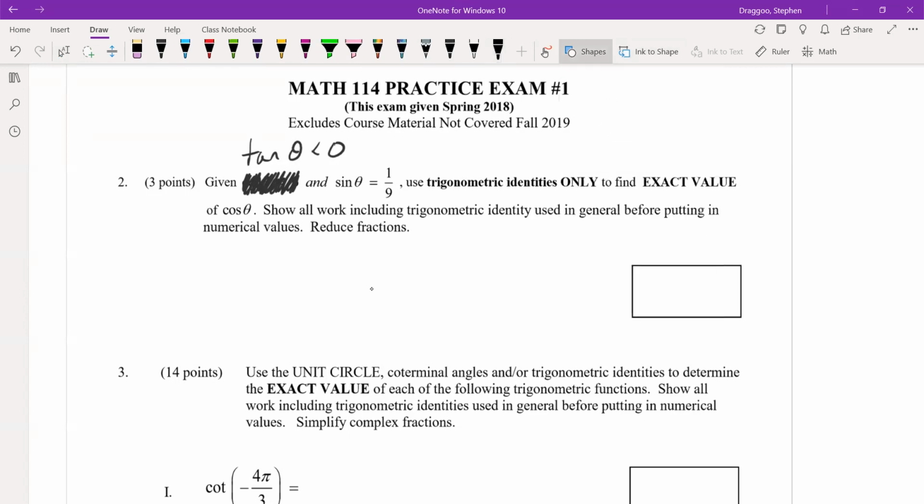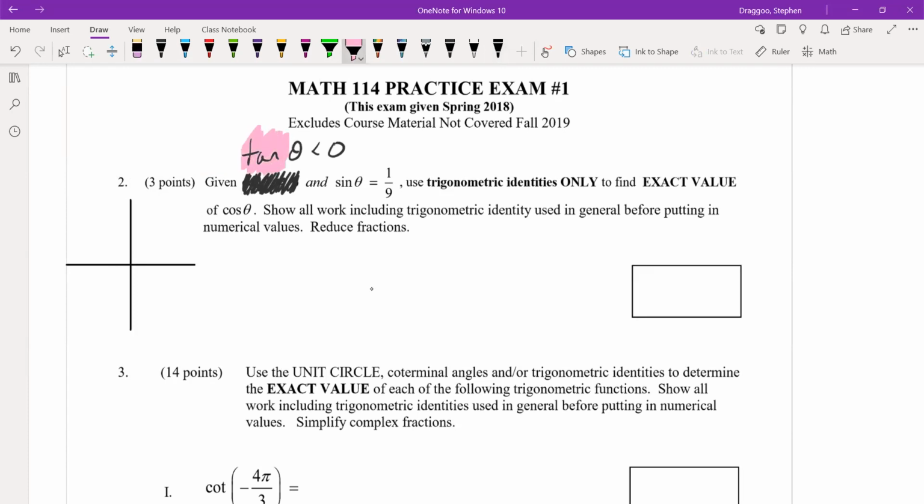Shapes. Give me one of these. Yeah. Hey, look, a coordinate plane. So if I use what I know about positive and negative signs for sine, cosine, and tangent, I can place my angle theta in one of the 4 quadrants.